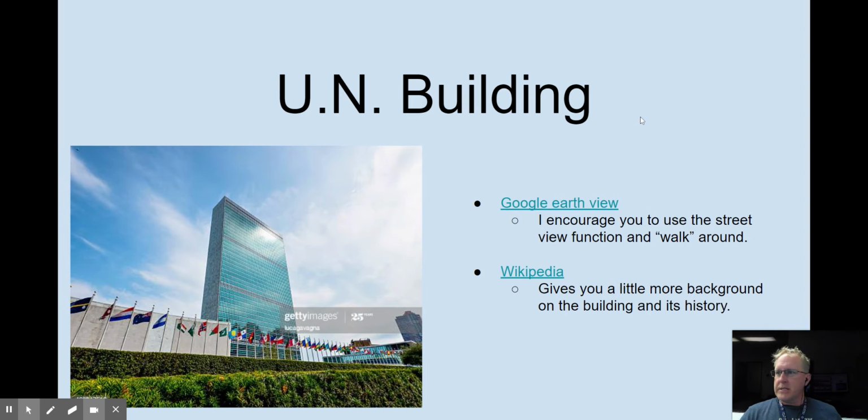There's the UN building. It's actually housed in New York City. You may know that, may not. I will provide the links for the Google Earth view. It's kind of a neat area. It's right on the East River in New York. I'd encourage you to do that. It's not required. The Wikipedia, same thing, if you want to dig a little bit more. It's got an interesting history on the building.